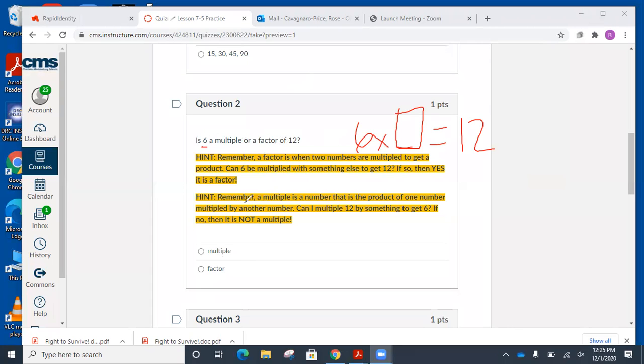Let's look at multiple. A multiple is a number that is the product of one number multiplied by another number. So can I multiply 12 by something to get 6? If that is true, then it would be a multiple. Can you do 12 times something to get 6? If not, it's not a multiple. If you can do 6 times something to get 12, then it would be a factor. All right.